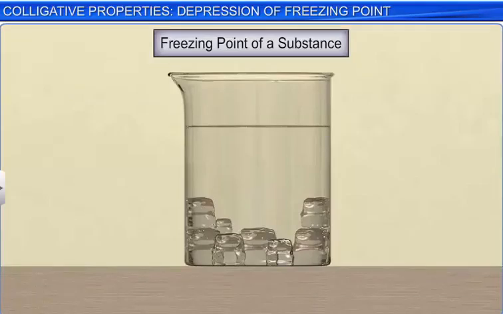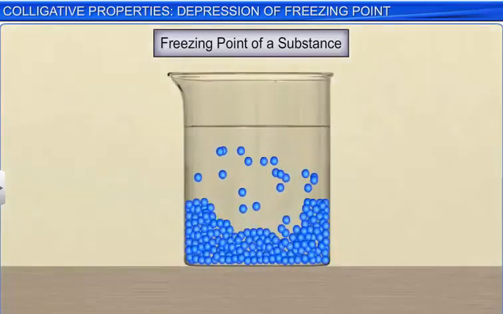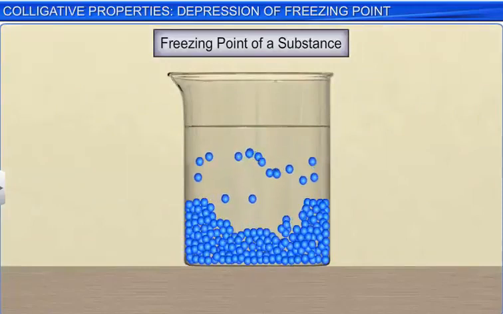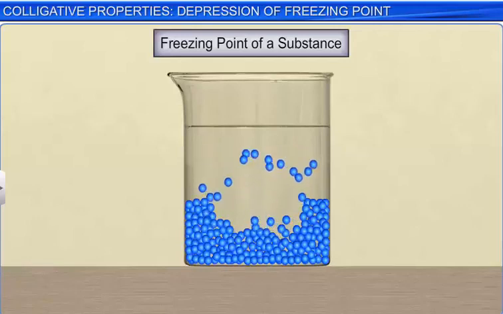The freezing point of a substance is defined as the temperature at which its solid phase is in dynamic equilibrium with its liquid phase. At the freezing point, the vapor pressure of the substance in its liquid phase is the same as the vapor pressure of the substance in its solid phase.